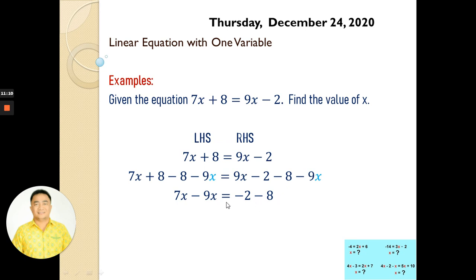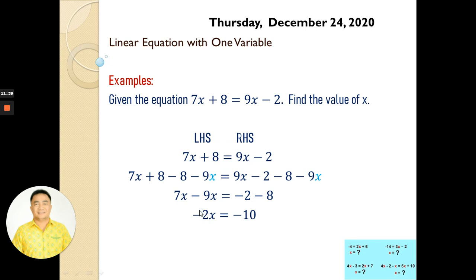But again, you can transpose that. Like this one, transpose this to the other side and it becomes negative 8. Or transpose this 9x to the other side and it becomes negative 9x. Okay? Now we simplify this. 7x minus 9x is minus 2x. And here, minus 2 and minus 8 is minus 10. Now, again, you can transpose this.